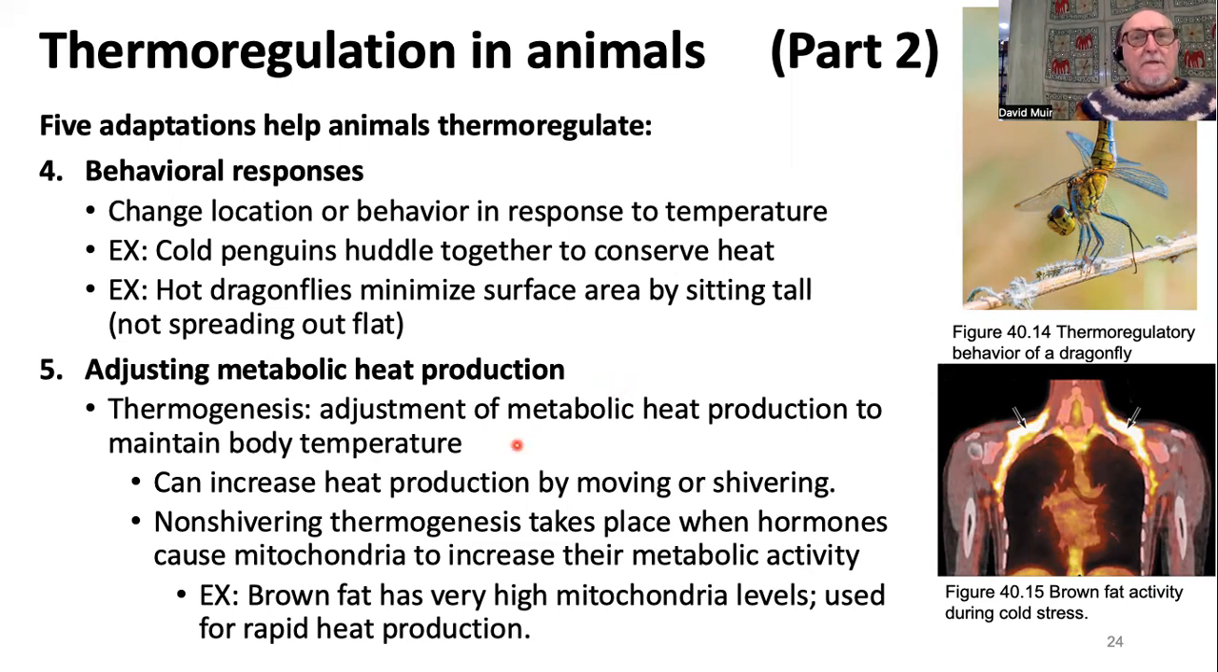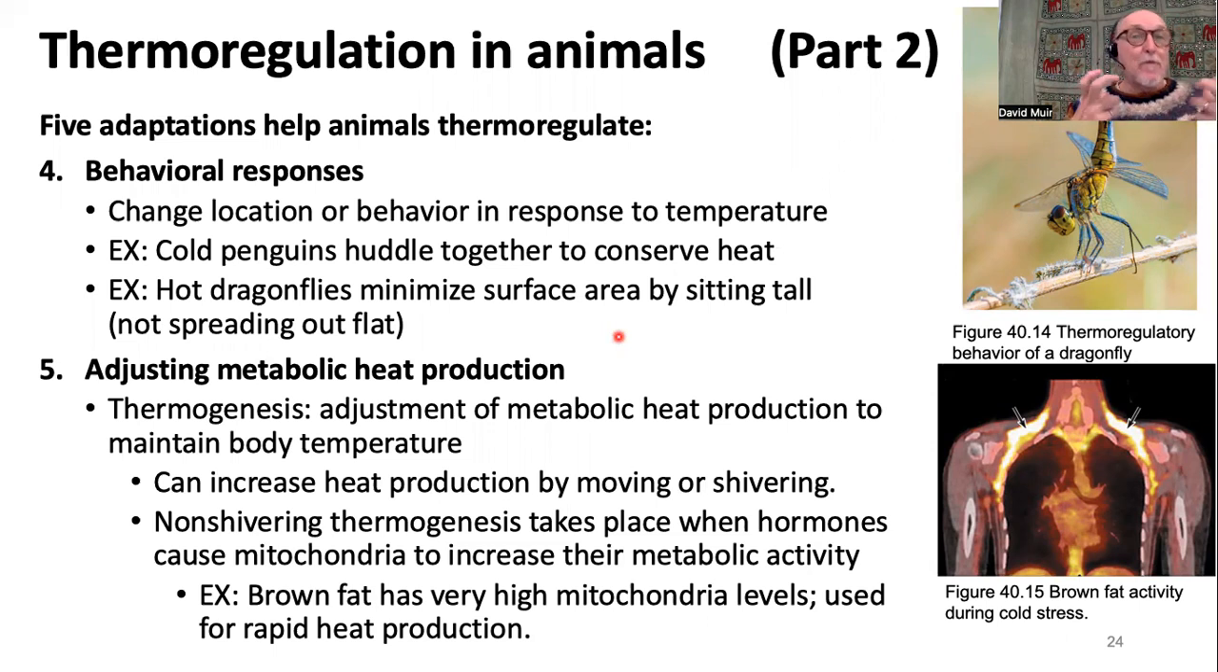The principal way in which this is done is by thermogenesis, by actually producing heat, usually under hormonal control. So there are two ways to do this. The first is called shivering thermogenesis. And that is a response that we all know.